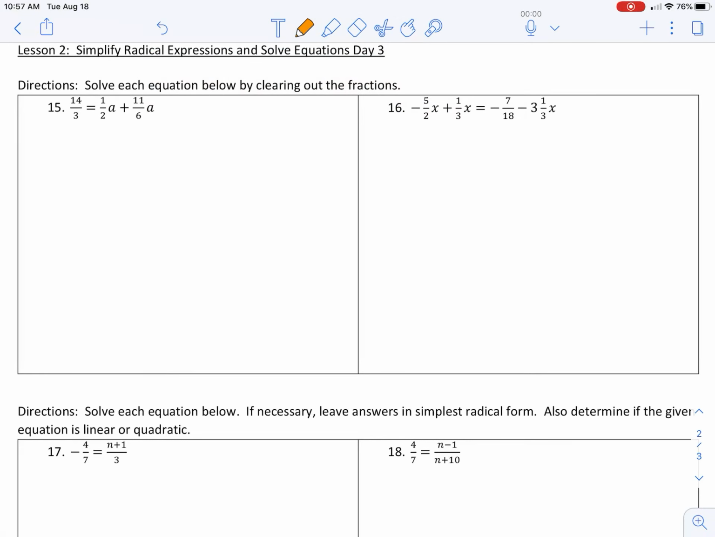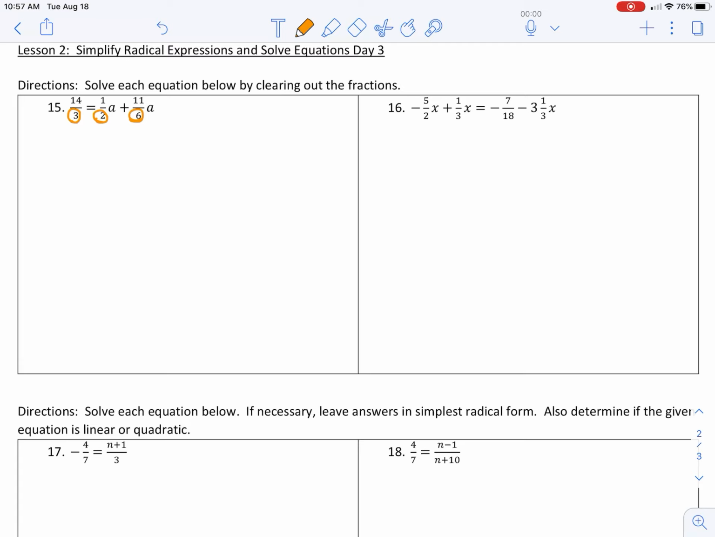I'm feeling colorful. Okay, number 15 and 16, it says solve each equation below by clearing out the fractions. So anytime we're looking at problems like this, you guys see fractions and you're like, nope, I don't want to do this. So we want to clear those fractions out. The thing that we have to do is look at our denominators. We have a 3, a 2, and a 6. And we want to come up with the least common denominator.